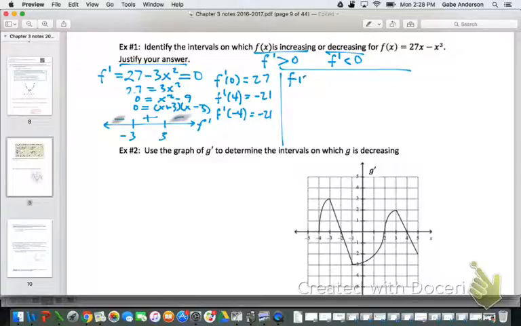F is increasing on the interval, let me make my writing a little neater here. On the interval -3 to 3, because f prime is positive on -3 to 3. So f is increasing because f prime is positive. That's the little saying that I had you try to finish with me earlier.